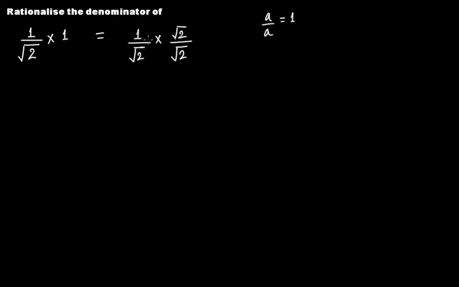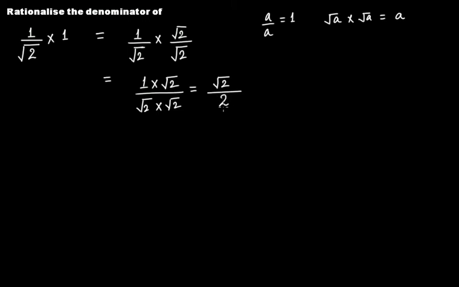Okay. Now if you multiply both the numerators and the denominators together, this becomes 1 multiplied by root 2, and this becomes root 2 multiplied by root 2, right? So we know that root a multiplied by root a is actually equal to a. So this becomes root 2 in the numerator, and 2 in the denominator.